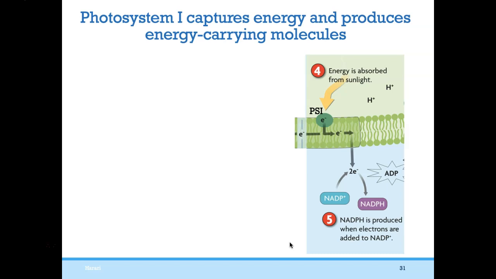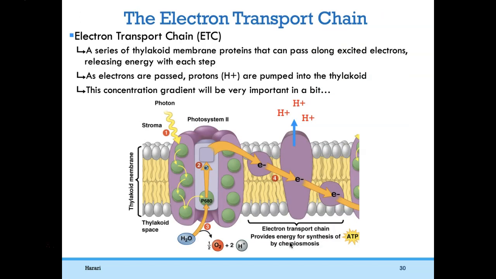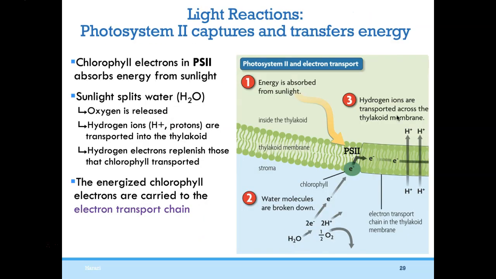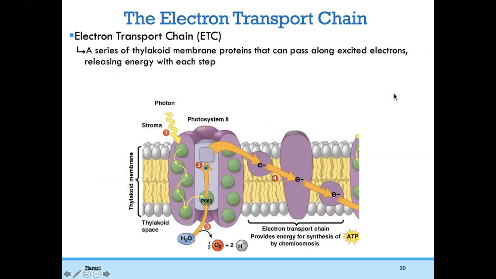So that was photosystem 2. All we did was pump H pluses into the thylakoid so far. That's all we did. So again, I just want to make sure you understand, right? Step 1, energy was absorbed from the sun. Those electrons were passed along the electron transport chain to transport hydrogen ions across the thylakoid membrane. So now what we have at the end of photosystem 2 is a bunch of hydrogen ions in the thylakoid.